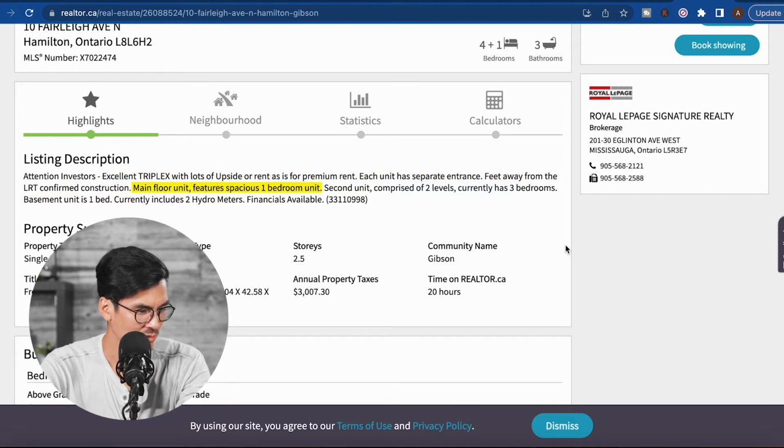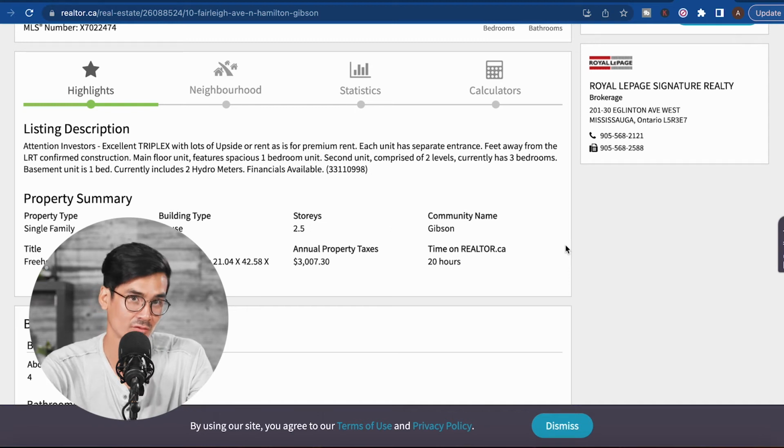Main floor unit, 1-bedroom unit. Second unit is comprised of 2 levels and has 3 bedrooms. Basement unit is a 1-bed. Currently includes 2 hydro meters. First thing I want to point out here is that hydro meters are not necessarily an indicator of the legal use. However, having 2 separate hydro meters may mean that the place is probably recognized as a legal duplex. And that's where we're identifying legal use, but it has 3 units in here.